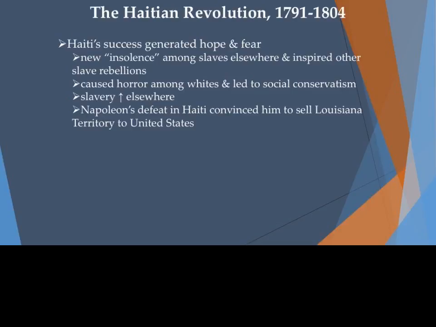Haiti's success generated great hope, but also great fear. It created a new insolence among slaves elsewhere and inspired other slave rebellions. It caused horror among whites and led to social conservatism, and increased slavery elsewhere, as plantations claimed Haiti's market share. Napoleon's defeat in Haiti also convinced him to sell the Louisiana Territory to the United States.